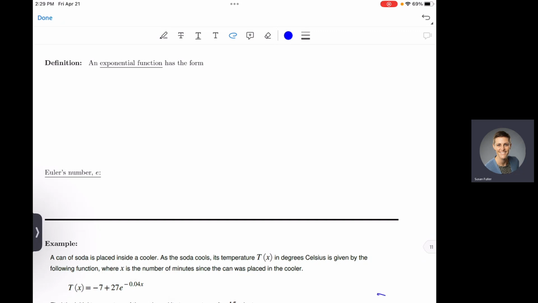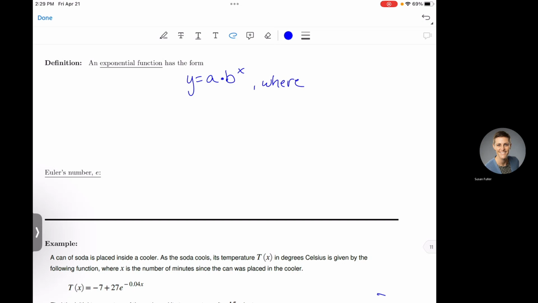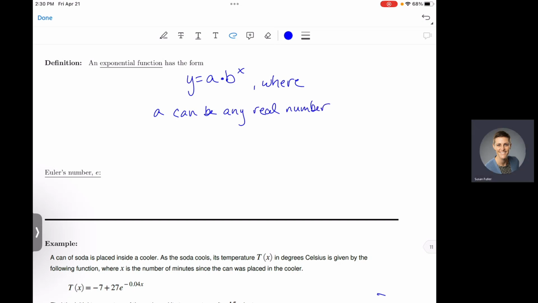So let's start with what an exponential function is. It's basically a function that has the form y equals a times b to the x power. That's what an exponential function looks like. A is a coefficient, and it can be any number it wants except 0. If we were multiplying by 0, it would push the whole thing to be 0. That wouldn't be an exponential function anymore. That would be y equals 0.